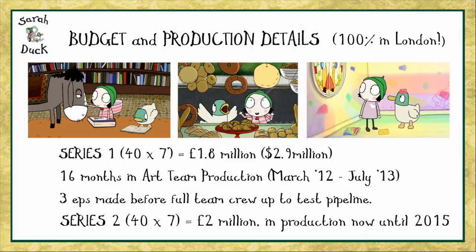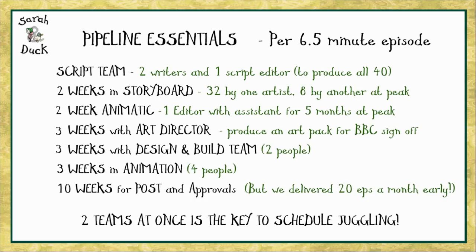We're in production on series 2 now. The budget has gone up a tiny bit. That's really to make sure we can retain the talented staff that we've trained up over the first series, and just to make a few adjustments in the pipeline to keep improving it. This is the essential core of the pipeline. Each episode is 6.5 minutes. The script team, as I said, we have such cohesion within the script team because it's only 3 people working on all the stories. I think that gives it a singular voice.